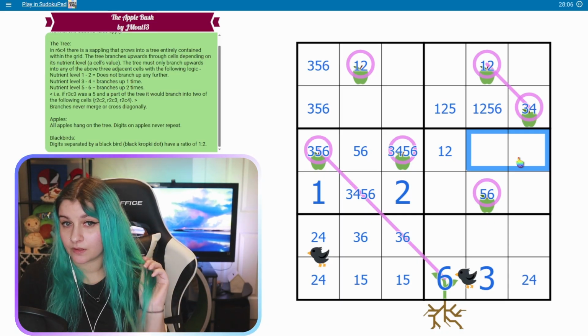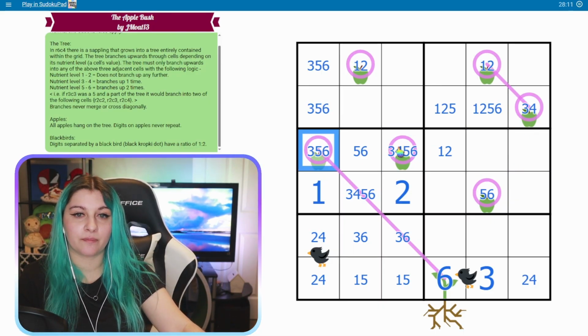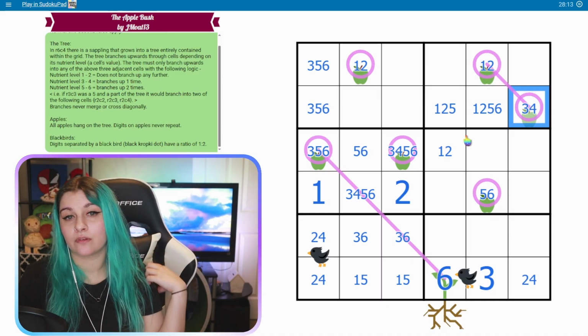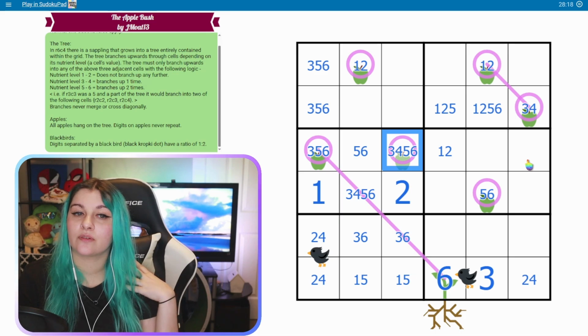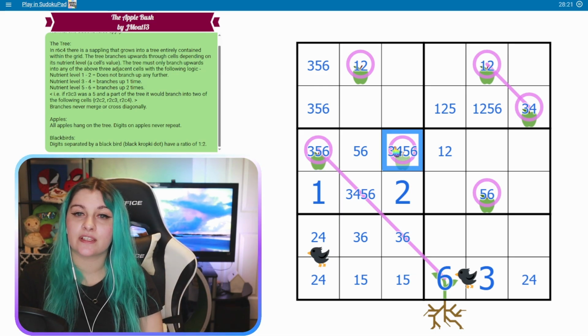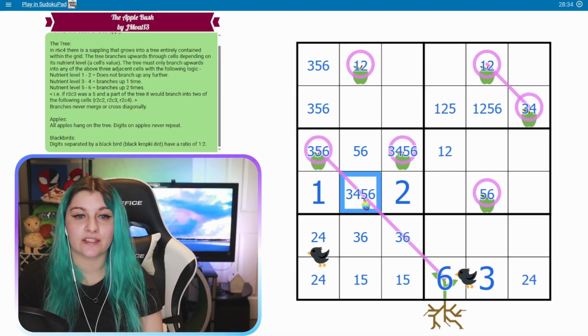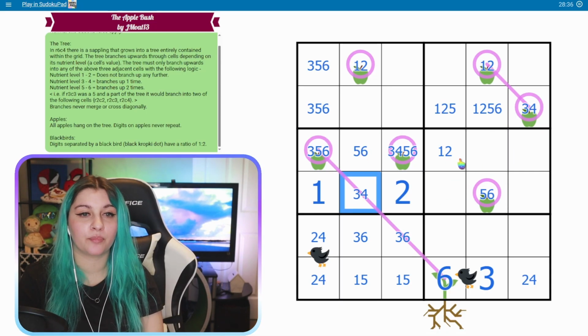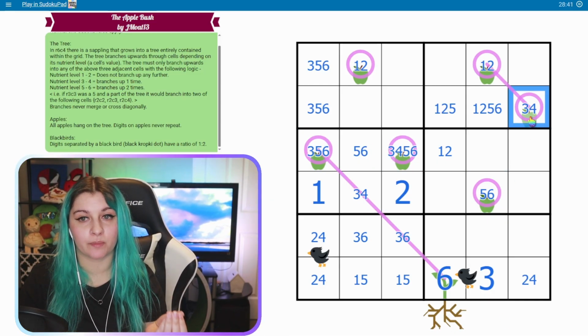Oh, holy. This can't both be a 3 and a 4 because of this apple. One of these is a 5 or a 6. Did I notice that before? I don't think I did. One of these is a 5 or a 6. They can't both be 3, 4 because of this. So if one of these is a 5 or a 6, this needs to be a 3, 4 that goes over here. I'm pretty sure. One of these has to be a 5 or a 6. They can't be 3, 4 because they're apples.